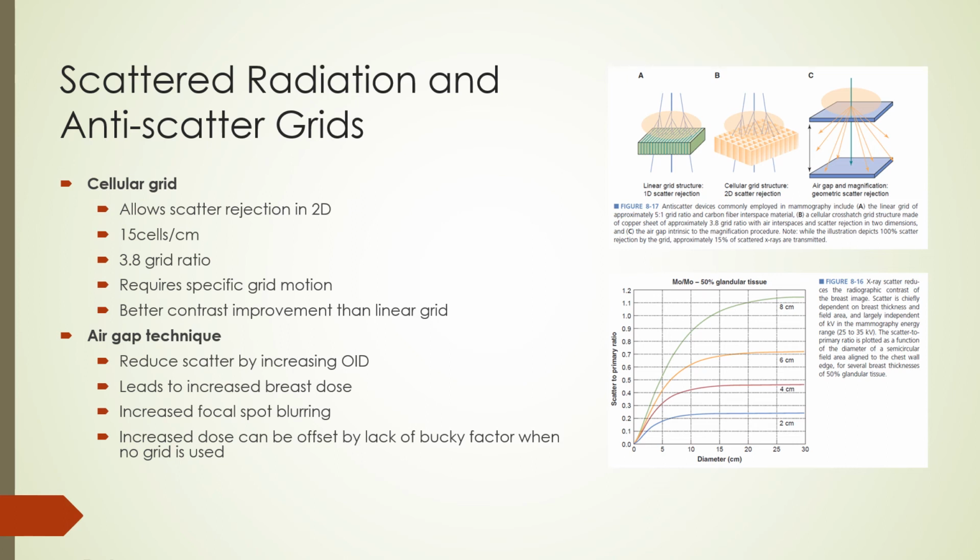Another method of scatter rejection is the use of an air gap technique. This method reduces scatter by increasing OID. This, however, leads to increased breast dose and increased focal spot blurring. This increased dose can be offset by using a sufficiently large air gap because no backing factor comes into play when no grid is used.